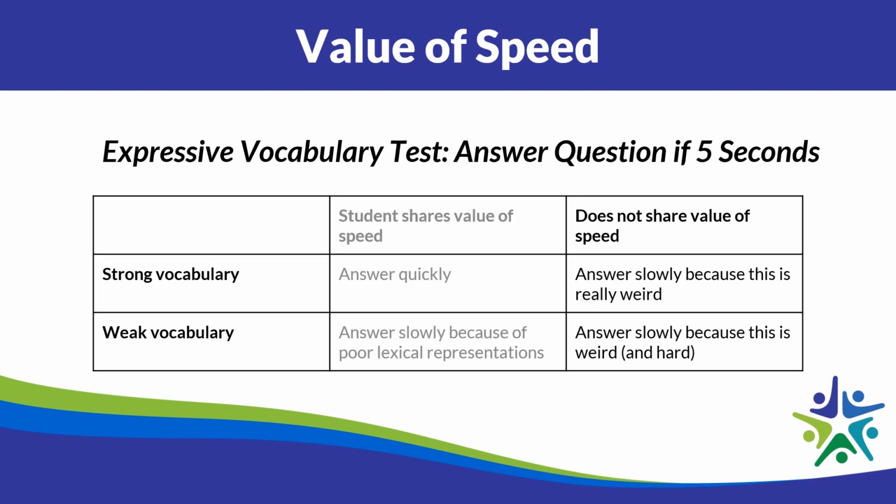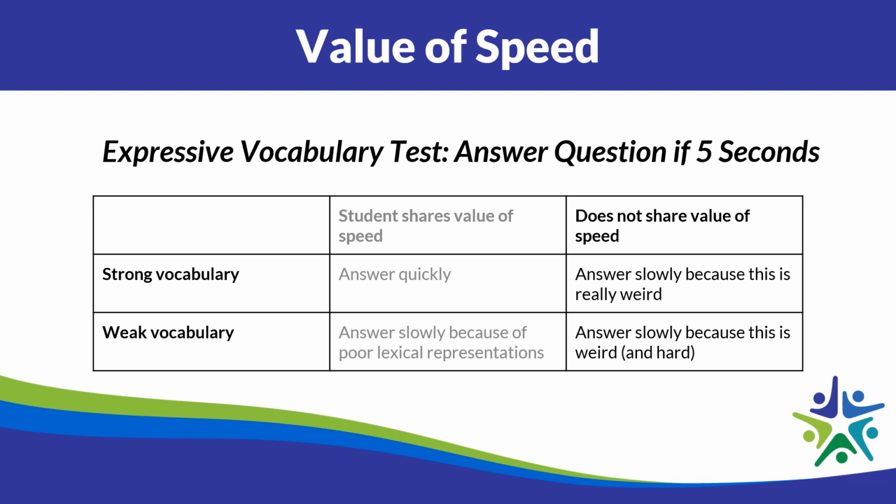Now, let's see what happens if someone doesn't share the value of speed. Even if they have strong vocabulary skills, they may answer a little bit more slowly because this isn't something they're familiar with. This seems kind of weird, that you're making me do this and do this quickly. And I may answer slowly and look like I have weaker vocabulary skills when in fact my vocabulary skills are fine. The format is interfering with my performance.